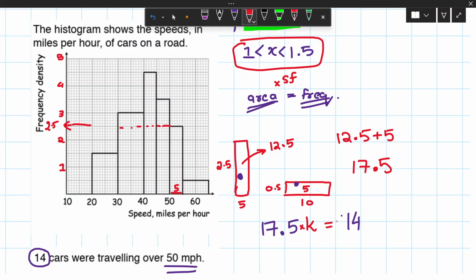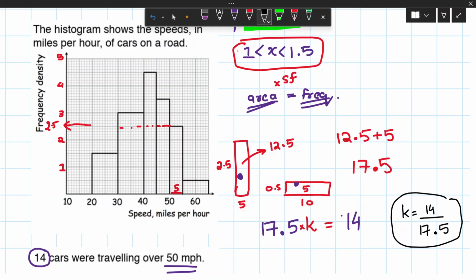So we need to find that value k. So obviously 17.5 times by k would give me 14. So I know k is equal to 14 over 17.5. So this is that number which would then fix my area in such a way that it kind of becomes the same thing as the frequency.